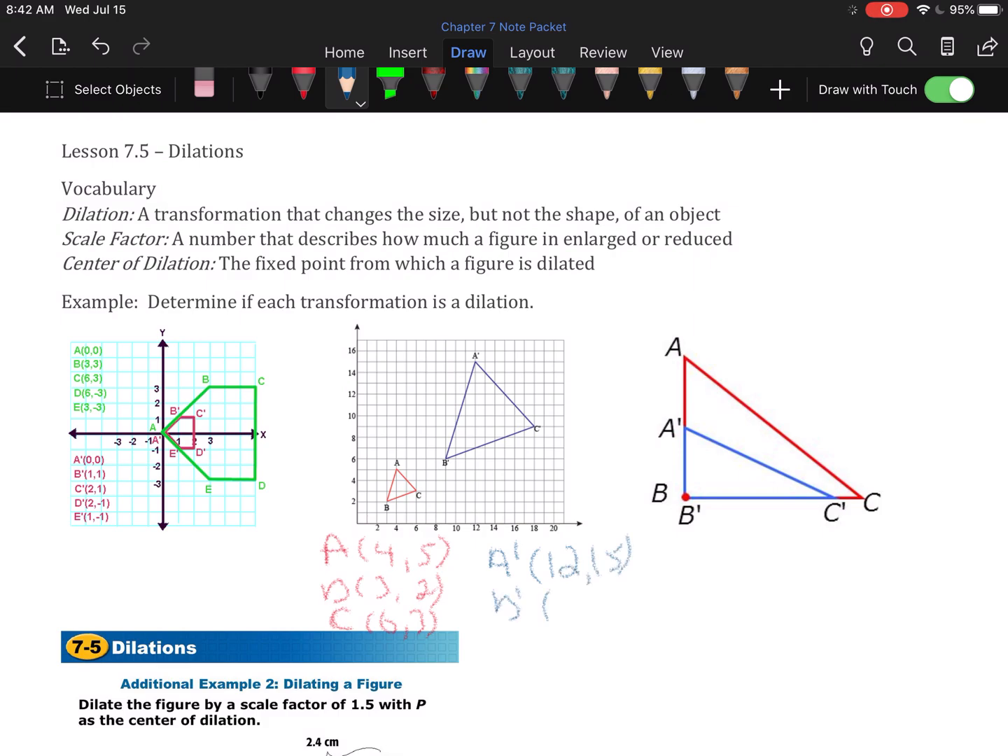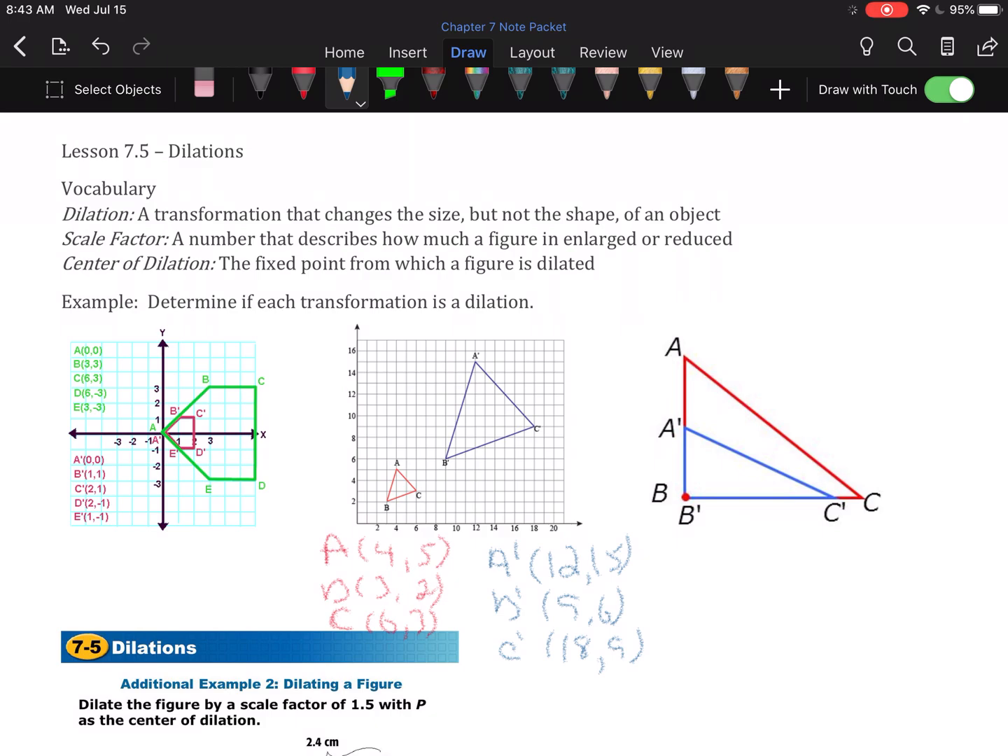B prime is at 9, 6. And C prime is at, that is 18, 10, I believe. No, sorry, 18, 9. That is at 18, 9. Now, this is not a dilation with one of the points as the center of dilation, because none of the ordered pairs are shared. The alternative to that is a dilation with the origin as the center of dilation. So how does that look different?